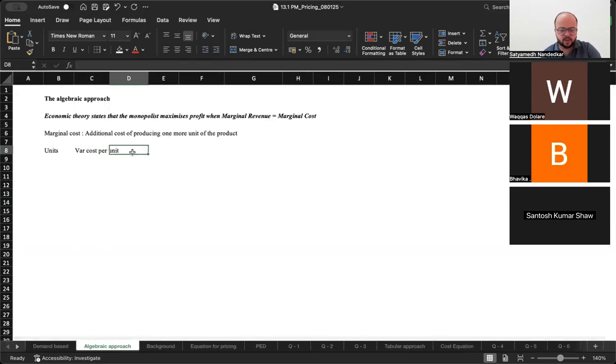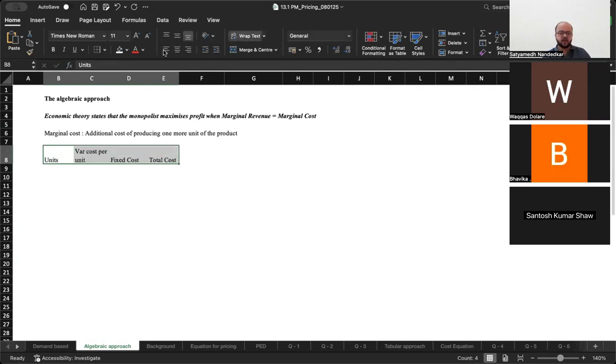Variable cost per unit, then selling price. Okay, selling price बाद में देखते हैं. Let's look at fixed cost and let's look at total cost. Selling price का इसमें ऐसे तो कुछ यूज नहीं है. So units, variable cost per unit, fixed cost and total cost.